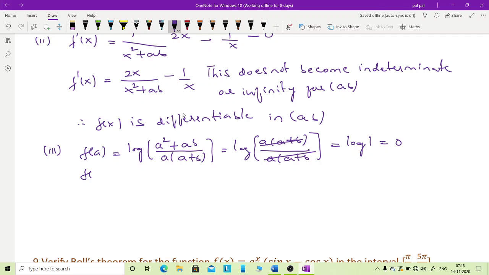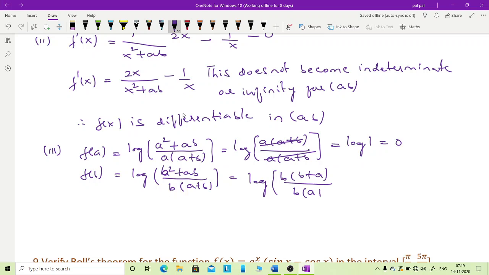Similarly, find f of b. f of b is equal to log of b square plus ab divided by x is b into a plus b, which is equal to log of, in the numerator you take b as a common factor, it is b plus a, divided by b into a plus b.